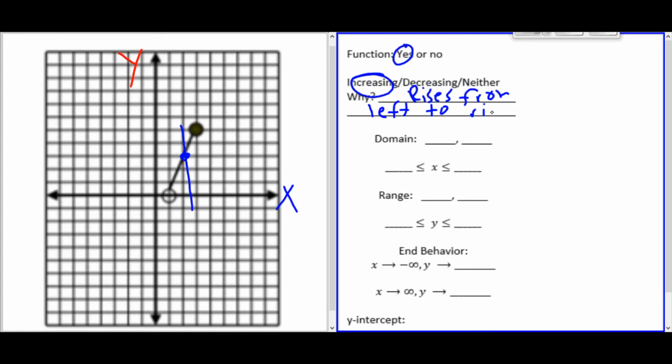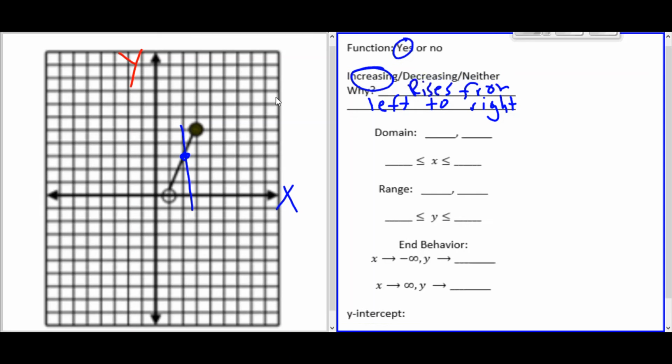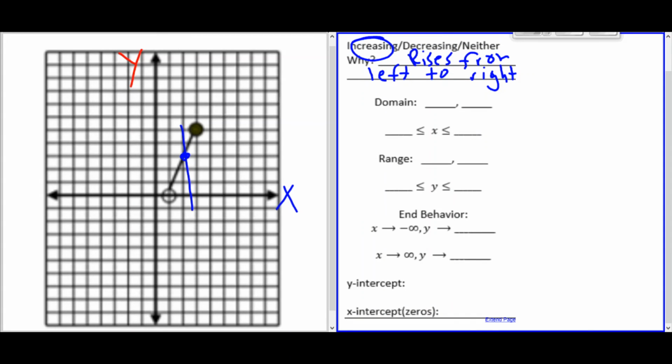Now, I want you to try the domain, range, and x and y-intercepts on your own. So I'm going to cross off the end behavior. Remember, you don't have to do that part. But I want you to try domain, range, and these two. I want you to try them on your own. So pause the video and give those a try.